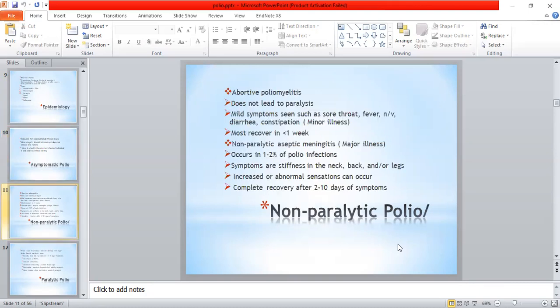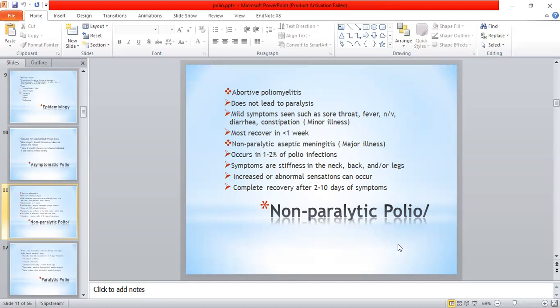Non-paralytic polio, or abortive poliomyelitis, does not lead to paralysis. Mild symptoms are seen, such as sore throat, fever, nausea, vomiting, diarrhea, and constipation. These are minor illnesses, and patients mostly recover in less than 1 week.